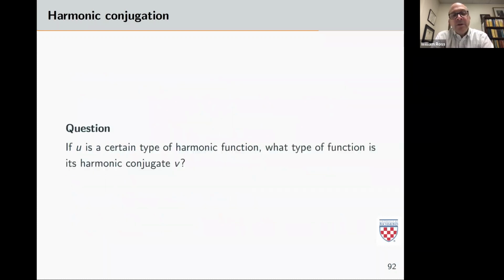All right, so here's the question. If I give you a certain type of harmonic function U, what type of harmonic function is the harmonic conjugate V? Harmonic conjugates will only differ by a constant, and let's assume the constants belong to any desirable space of functions you would like. This is a very natural question to ask.